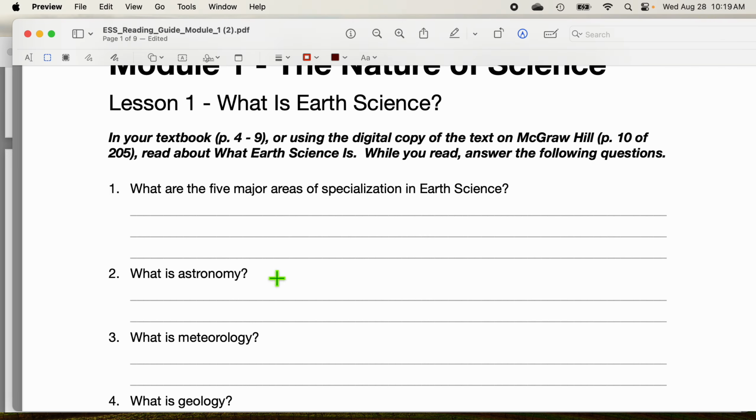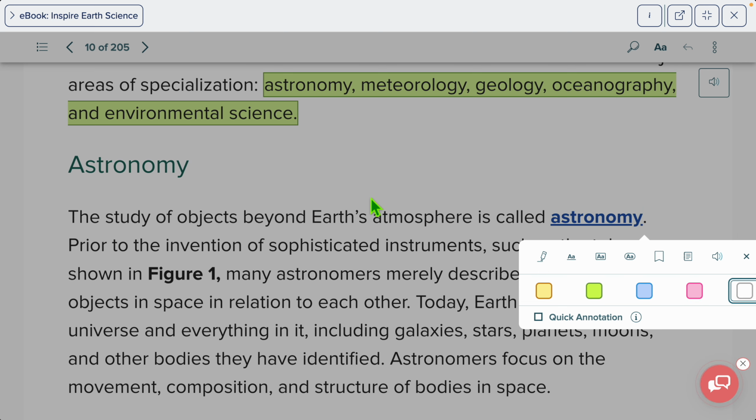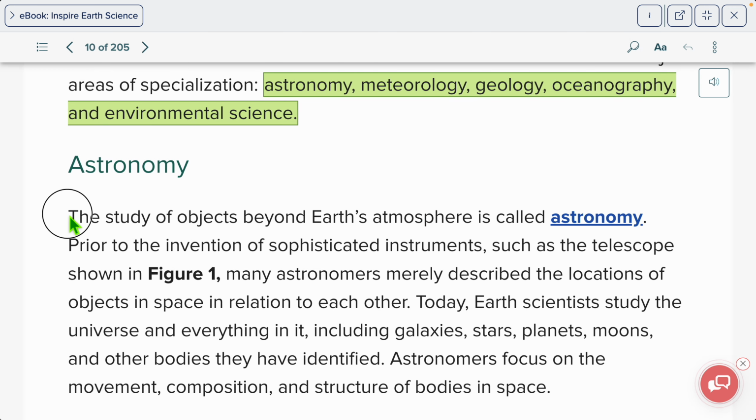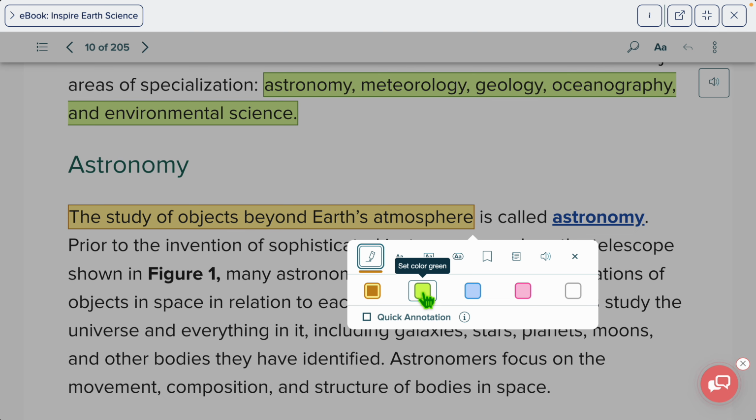Now, our next question: what is astronomy? Well, the study of objects beyond Earth's atmosphere is called astronomy. So there's your definition. You don't necessarily need "is called astronomy." If you don't want to have all of that there, you could redo that and just say the study of objects beyond Earth's atmosphere. So we'll call that astronomy.